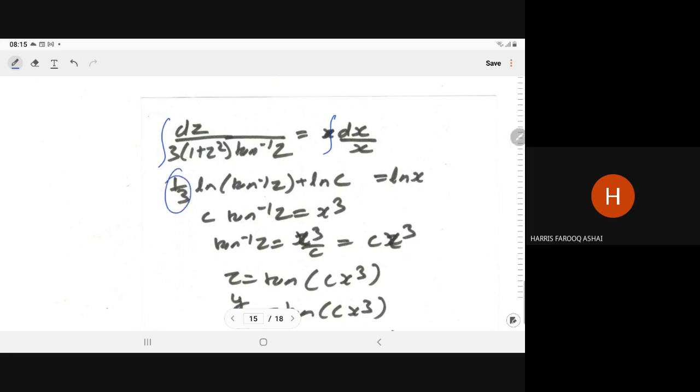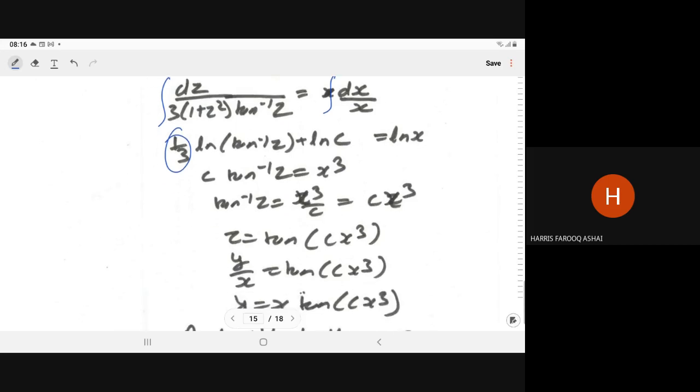So c tan inverse z is equal to x cube, or tan inverse z is equal to x cube upon c. So z will come, z is equal to tan of c x cube, meaning 1 upon c. 1 upon c I am replacing with another constant, you can say again c. If you have confusion, you can say c1, c2 or d. Generally we replace it with c only. So z is equal to tan of c x cube.